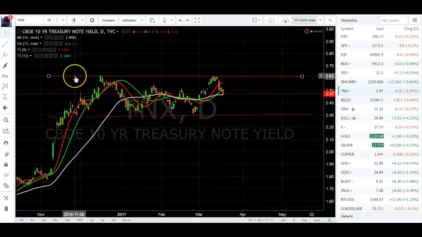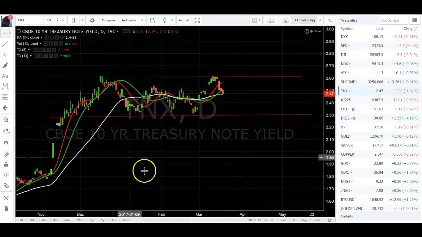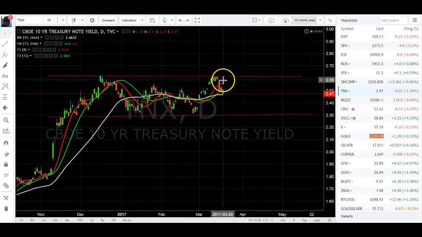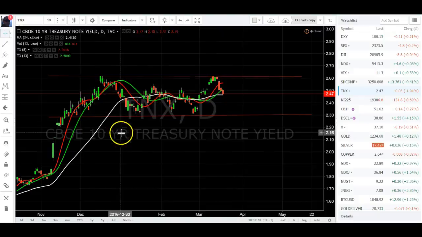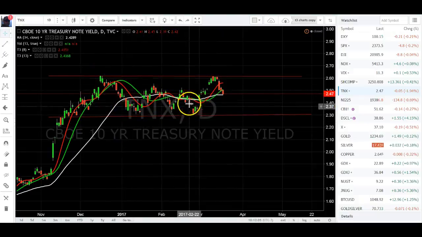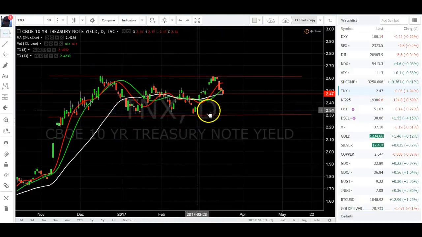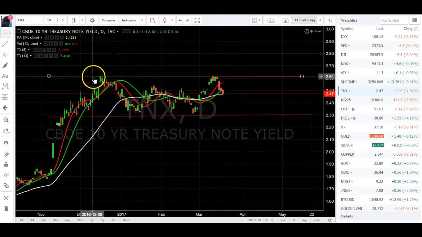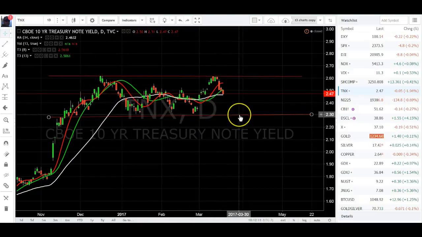Ten-year Treasury, still working that double top. Still hanging on support. We do have a triple bottom, of course. But we're coming off that double top. See if the triple bottom will hold this time.